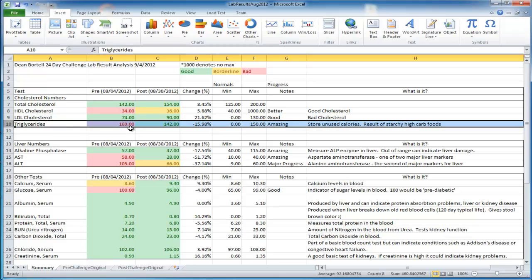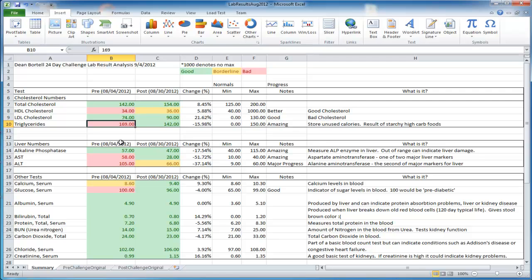Now I am a little different in the fact that I wasn't eating poorly before the challenge, but if you look, 169 is way over the max, and now I've fallen to 142. Like I said, in 26 days. So I'm down almost 16% in 26 days. That's amazing. Am I going to fall further? Boy, I hope so. There's certainly room I can still continue to come down. But this is incredible, 15%, almost 16.